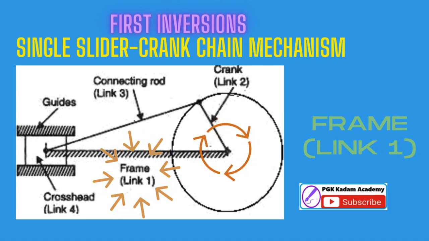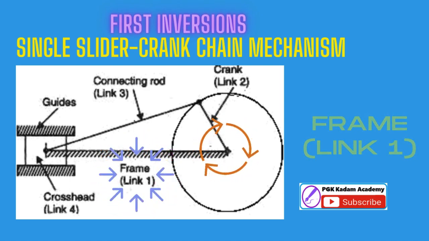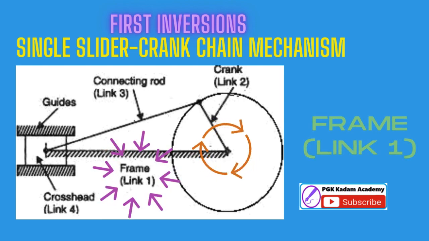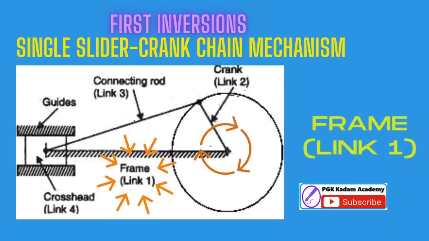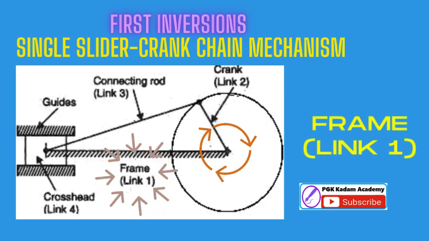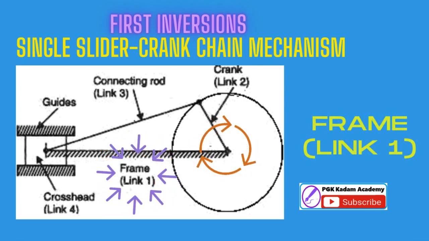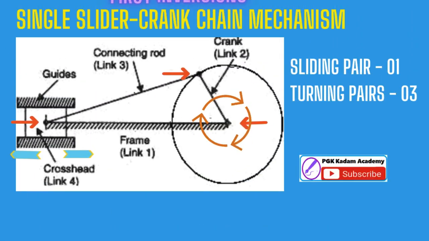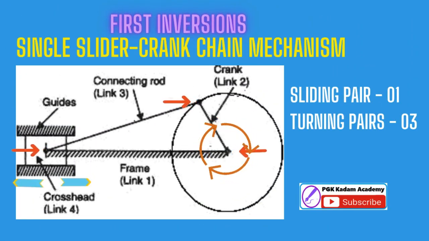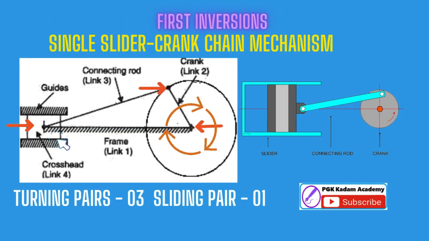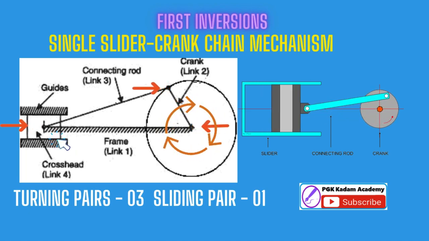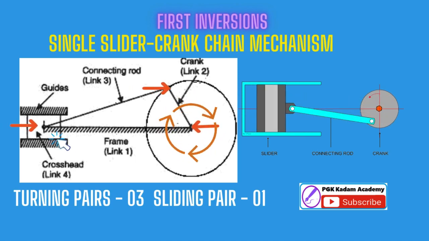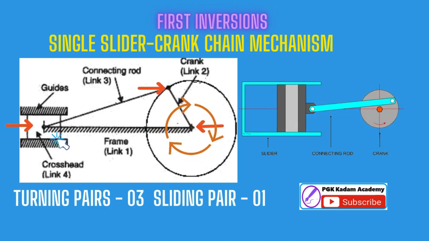First inversion of single slider crank chain. Single slider crank chain mechanism. This inversion occurs when link 1 is fixed as shown in the figure. A single slider crank chain is a modification of the basic 4-bar chain. It consists of 1 sliding pair and 3 turning pairs. It is usually found in the reciprocating steam engine mechanism. This type of mechanism converts rotary motion into reciprocating motion and vice versa.